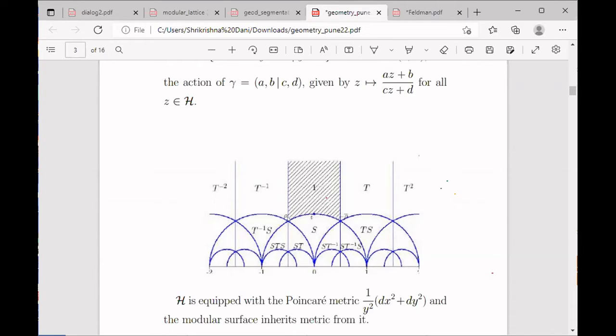So there will be no hole left here, so I don't need to say that. But remember, this is a non-compact surface which has a cusp, what we call a cusp.